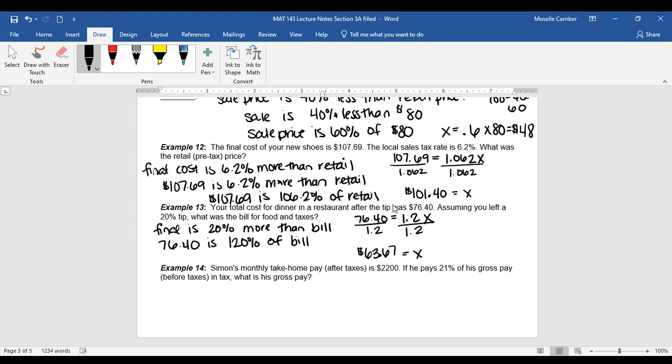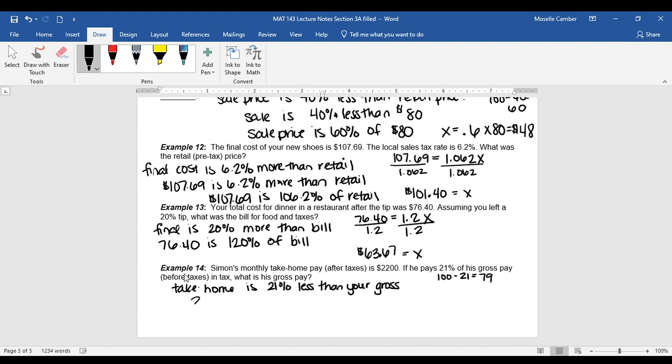Okay, last example. Simon's monthly take-home pay after taxes is 2,200. If he pays 20% of his gross pay, his gross meaning before taxes, in tax, what is his gross pay? So your take-home pay is going to be 20% less than your gross. Less than, of course, means you're going to decrease. So this time we're going to be subtracting. So 100 minus 21 is going to be 79.